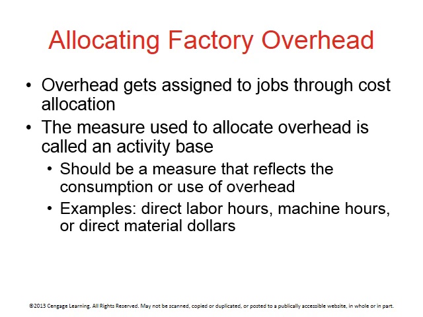So if job 71 has 20 direct labor hours and job 72 has 80 direct labor hours, that means there's 100 hours total. So the first job has 20% of the labor, second job has 80% of the labor, so they would get 20 and 80% of the overhead respectively. So the first step though is to come up with the activity base. So it could also be machine hours, direct material dollars. It could really be anything as long as it makes sense.